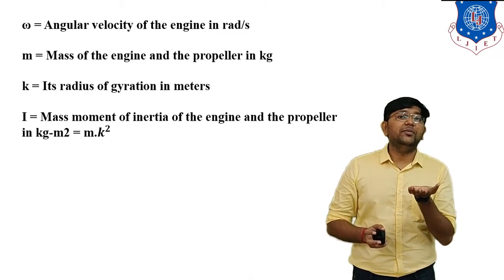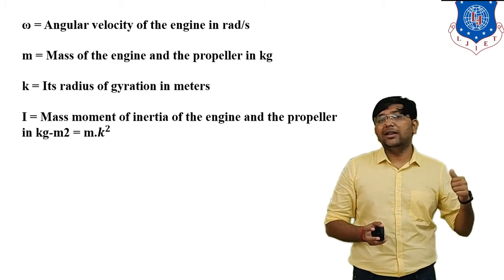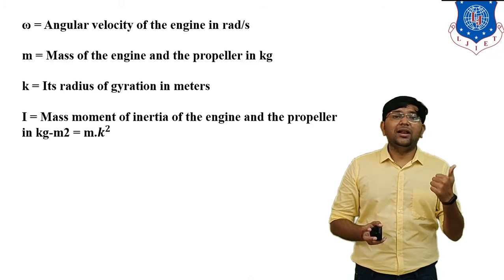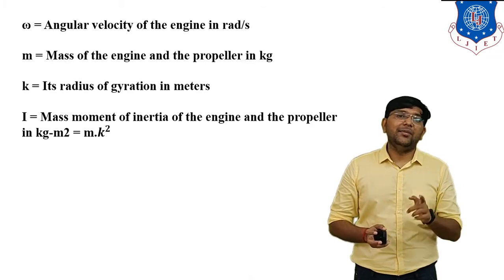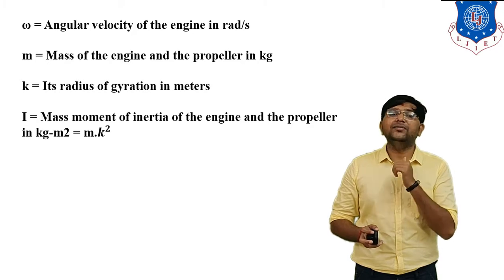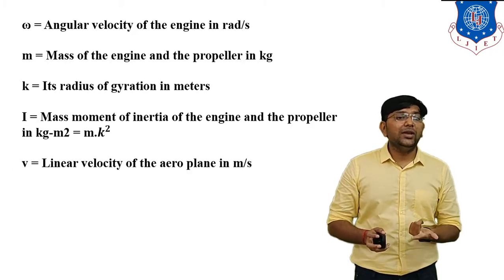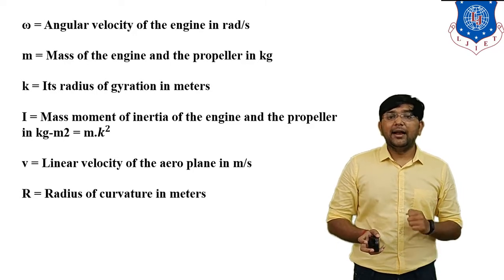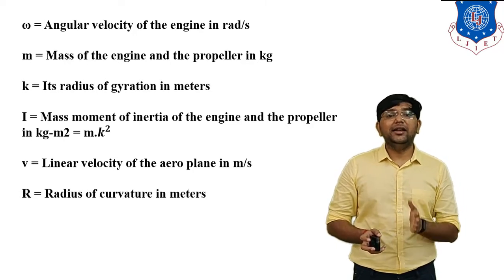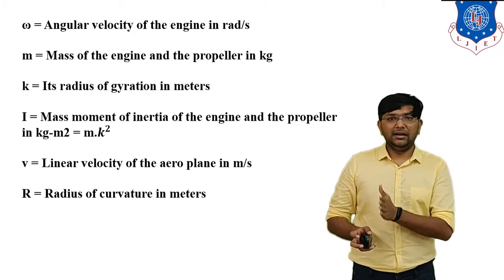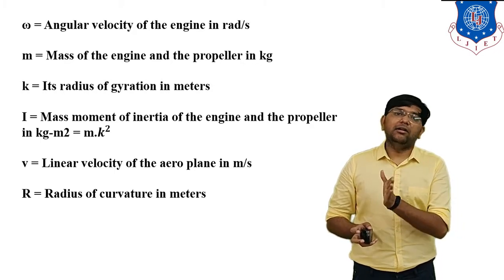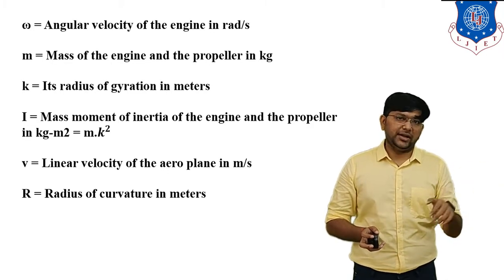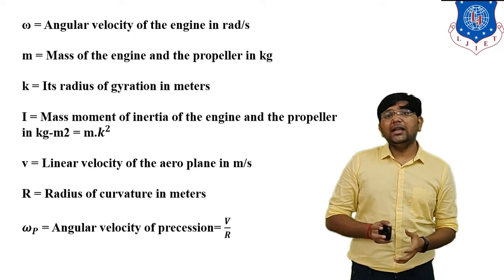Now what is the equation of the moment of inertia? You all know, we already discussed moment of inertia in flywheel. So the equation of capital I is mk square. M indicates mass, k indicates radius of gyration. Now what is small v? That is linear velocity of aeroplane in meter per second. And what is capital R? That is radius of curvature in meter. Whenever aeroplane takes a left turn or right turn, at that time capital R indicates radius of the curvature in meter. Now what is omega p?